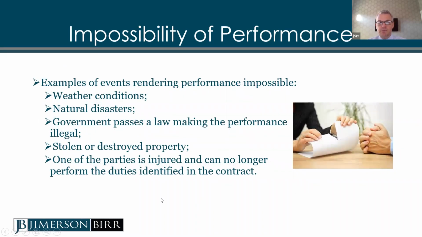So examples: weather conditions could be hurricanes, natural disasters. The government passes a law making the performance illegal. So for example, you might have a situation where you're building a project and the government is not allowing any workers to be in the building, not allowing any inspections to be performed. Stolen or destroyed property, or one of the parties is injured and can no longer perform the duties identified in the contract.